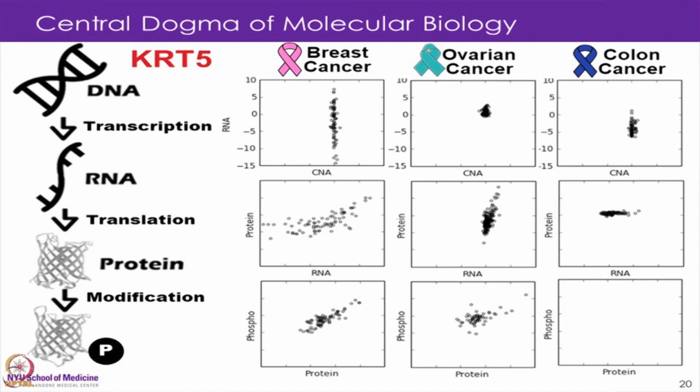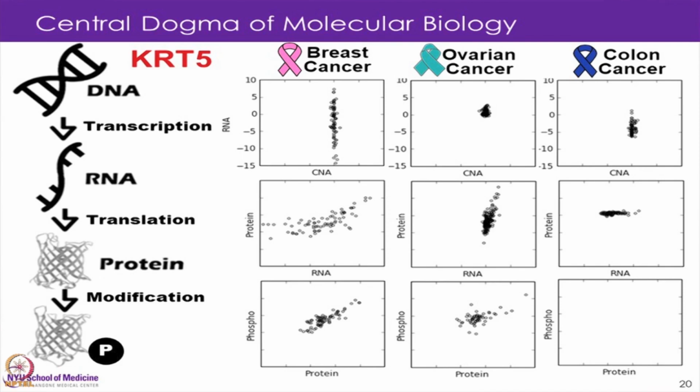Then, if we look at the translation, between RNA and protein, in breast cancer again we see correlation. We see some correlation, but the range of RNA is very small for ovarian cancer. And even though we have quite a bit of variation of the transcript levels, the protein levels are constant. So we see that in this case we have very different regulation of both the transcript and the protein.